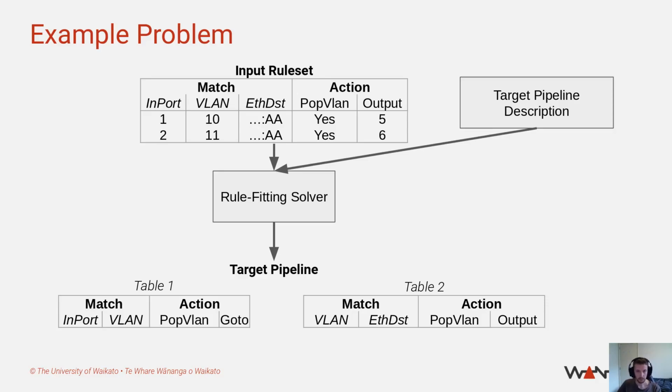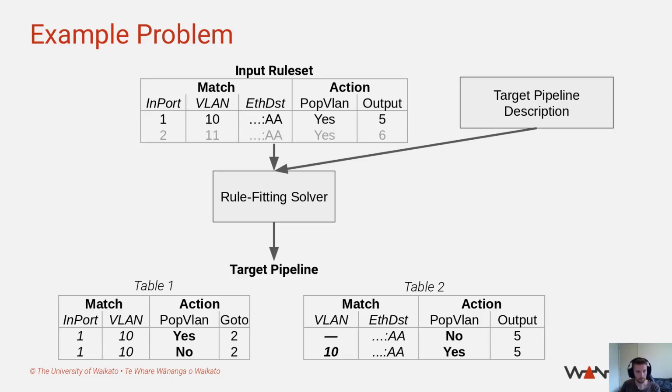It is not enough to simply fit each rule individually into the target pipeline, and this is what I will demonstrate. So this target pipeline here has two places where we can put the pop VLAN action. It can either be placed in the first table or the second. And if it's placed in the first table, the VLAN cannot be matched in the second table as it has been popped. Whereas if it's placed in the second table, you can still match the original VLAN in the second table, as it is not popped until the end of processing by that table.